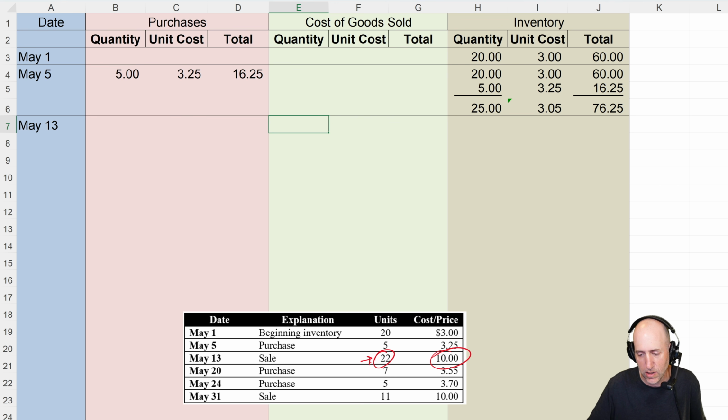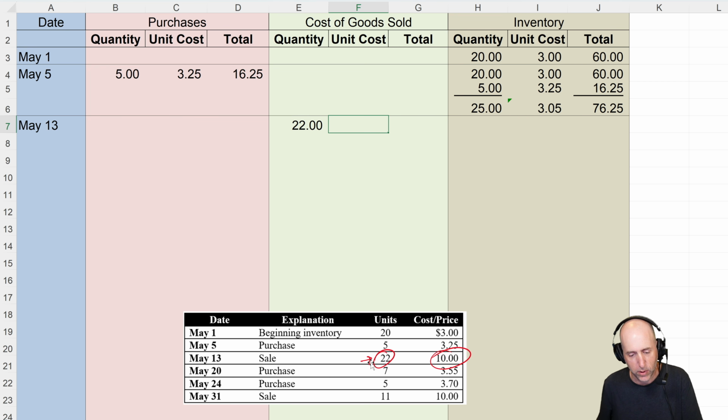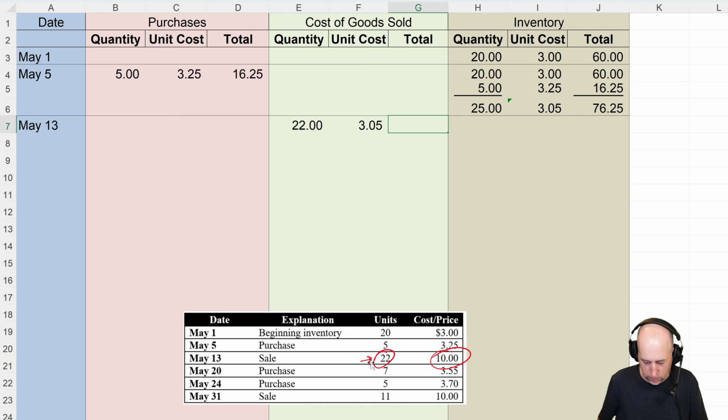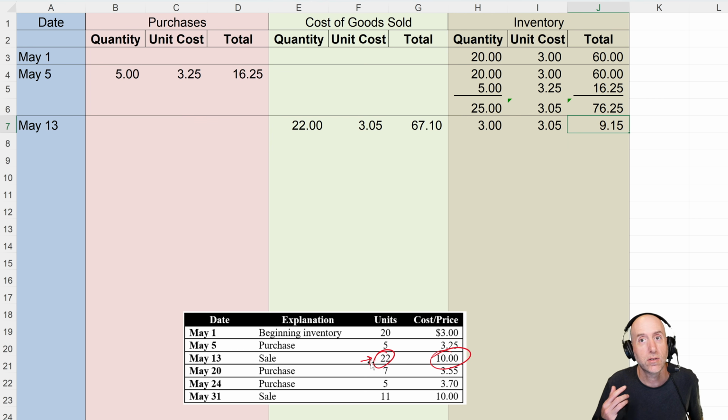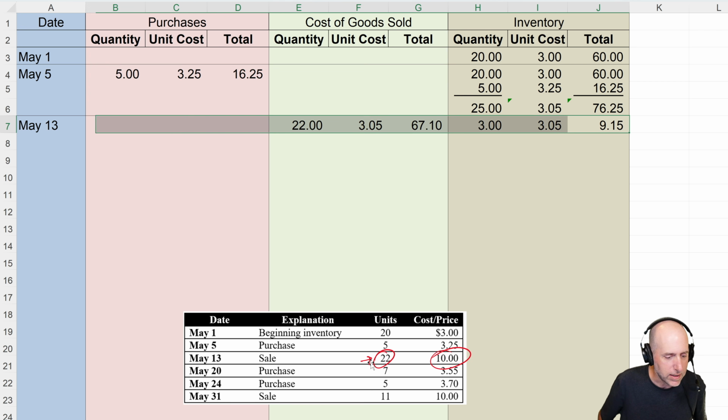And the average cost, we just did all that work to figure out, is $3.05. So 22 units, the average cost is $3.05. 22 times 3.05 is $67.10. So I had 25 units, I sold 22 of them. What's my running tally? What do I have left in inventory? The answer is 3 at $3.05, which is $9.15. That's coincidentally my bedtime, 9:15. And there we have it, May 13th in the bag.